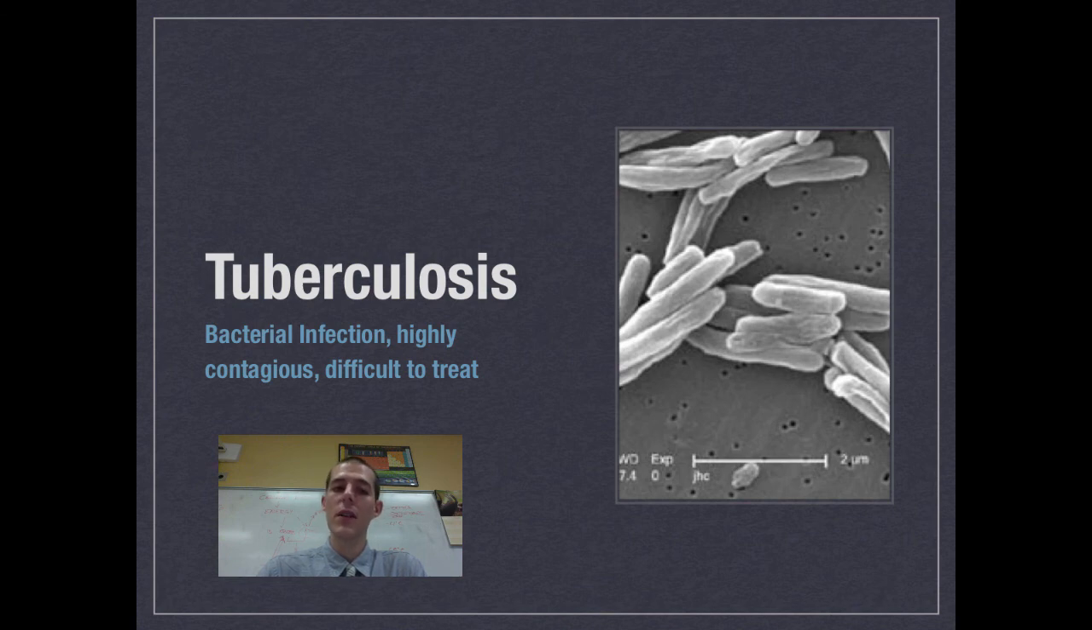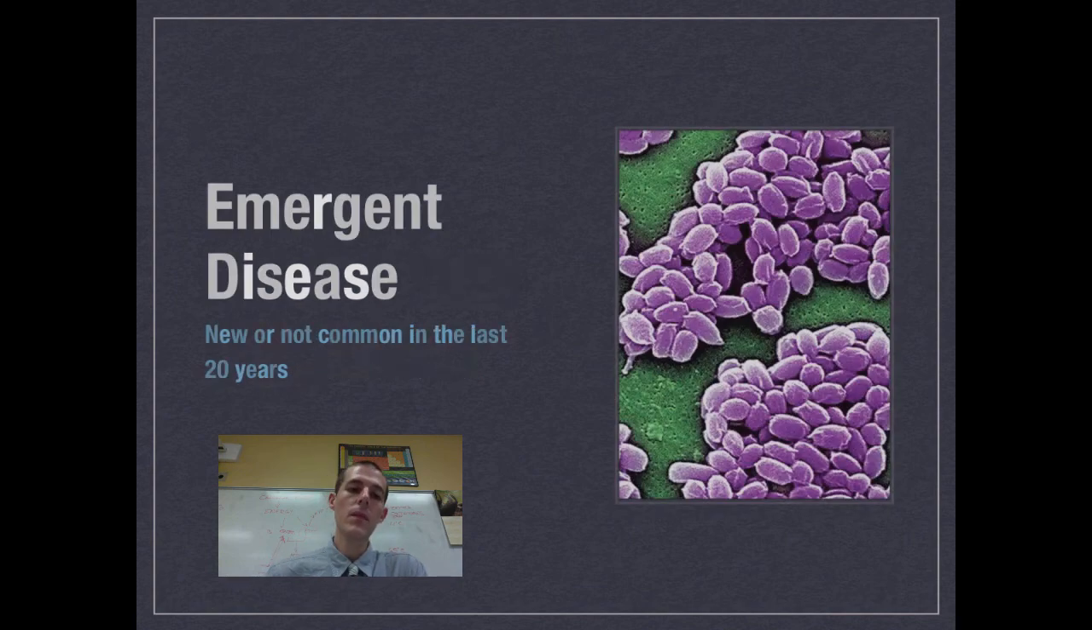Also, treatment is expensive. So if you are in the developed world and you get tuberculosis, you're probably going to be okay. If you're in the developing world, things may not go so well for you. I need to talk quickly about emergent diseases, and then we're going to wrap up with a couple of those. So an emergent disease is either a disease that is new, just been described, or it has not been common in the last 20 years. And the diseases I'm going to go through here in the next couple of seconds are all emergent diseases.